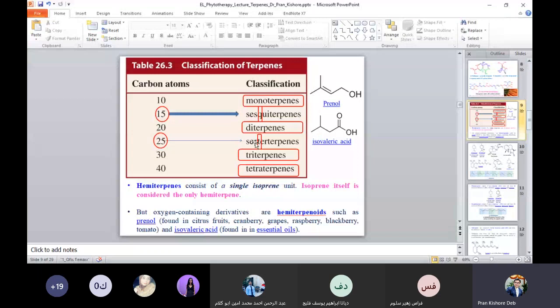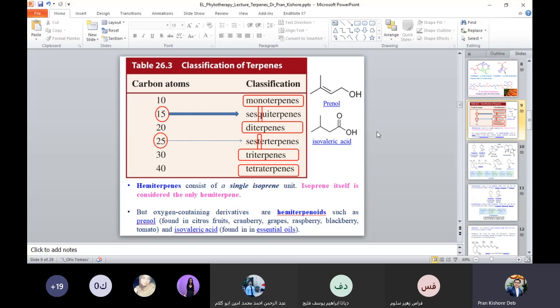There is no science behind it, just a way to remember. This one I'm telling you based on my experience of correcting student papers. I have seen most students know the names but write them wrongly. So how to remember: sesqui, Q comes before T, so 15 comes before 25. Sesquiterpene is for 15 carbon, sesterterpene is for 25 carbon.